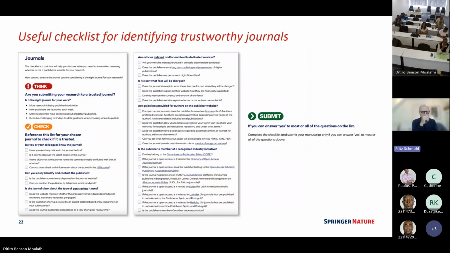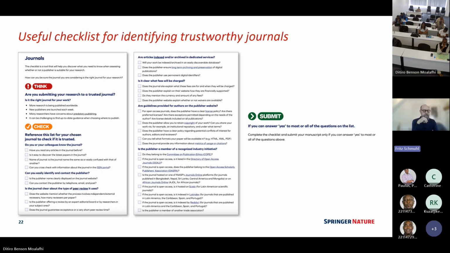This is what the checklist looks like. So if you go through all of these questions and you get an answer to all of them or most of them, then you have a high level of confidence that the journal that you want to submit to is in fact a very legitimate journal.